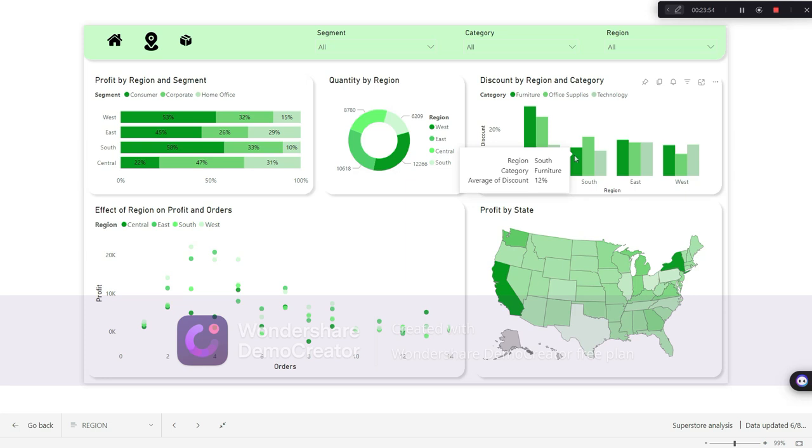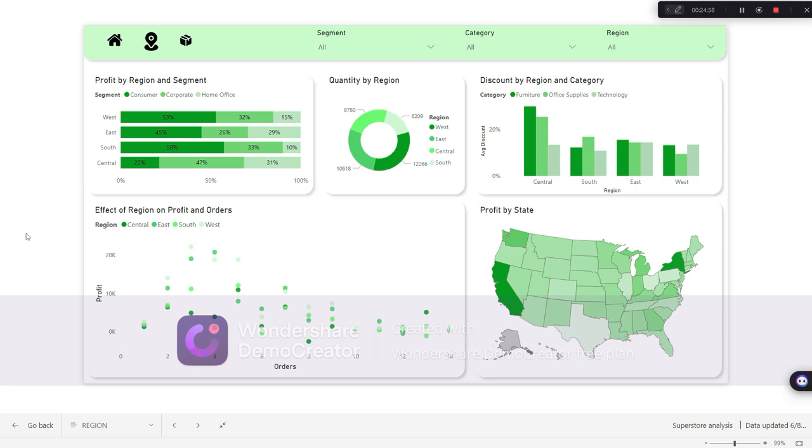Likewise, for others, for furniture, 12% in south, 17% for office supplies in south, and technology in south is about 11% average discount. In east, we have nearly 14 to 15% range in category for the furniture, office, and technology category. And in west, we have the lowest average discount, about 9 percent for the office supplies.